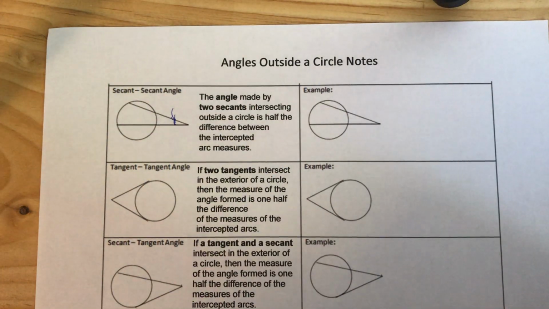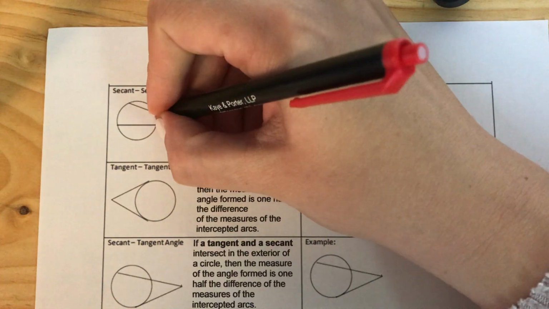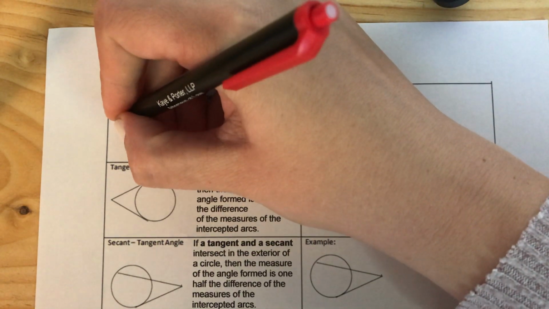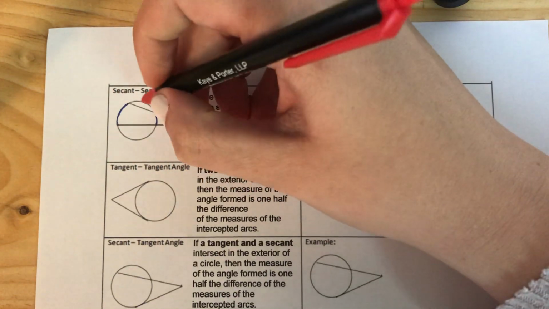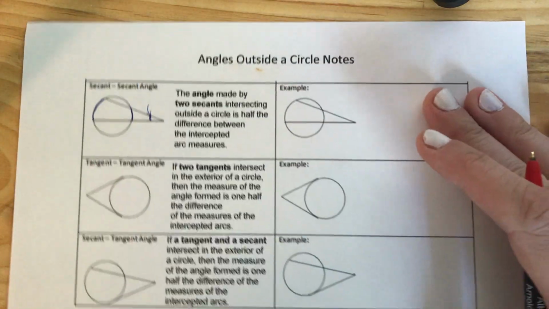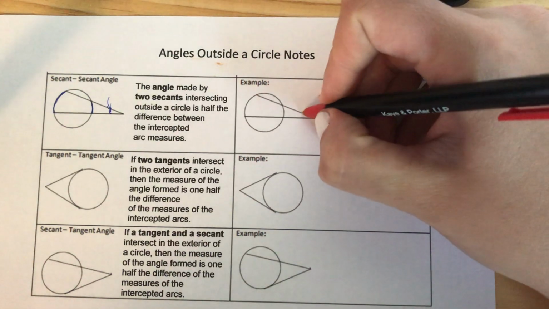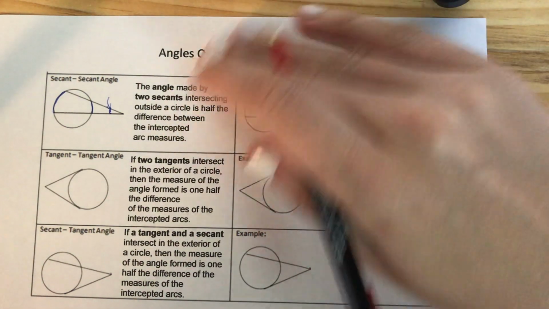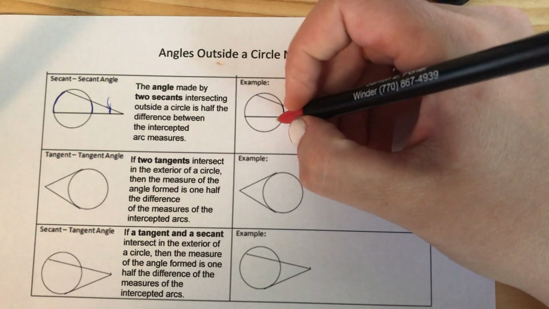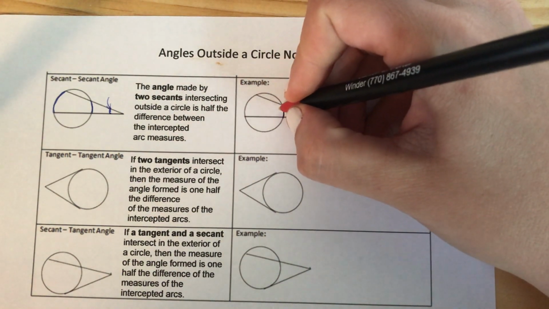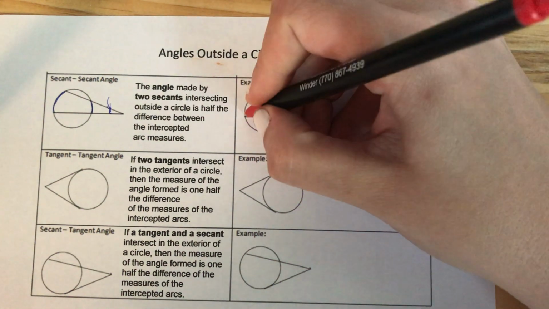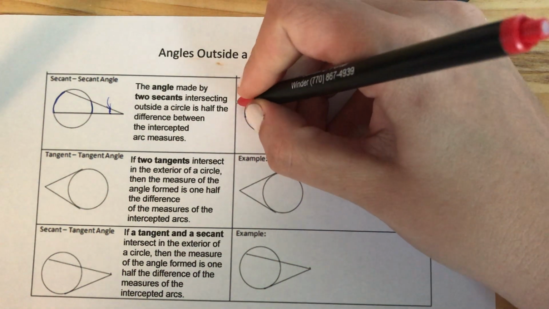okay, so what we're trying to find, and we can find that by adding these two arc lengths together and then dividing by 2. So let's look at an example over here. So let's say this arc length was, let's say 40 degrees. And then this one over here is 120.